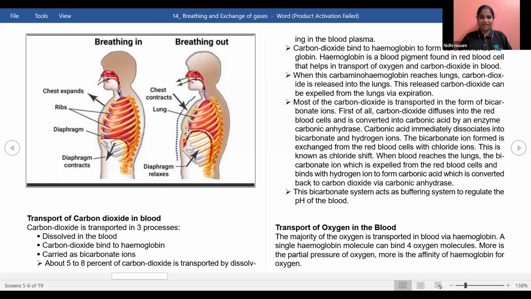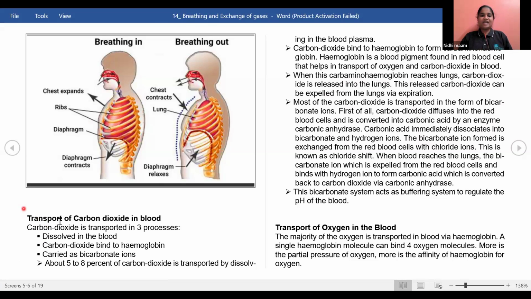See that this is a diaphragm. Okay, this is a diaphragm here. Then the chest contracts so that the pressure of air in the lungs increases and we will release the air. Okay, so this is about breathing in and breathing out of air.